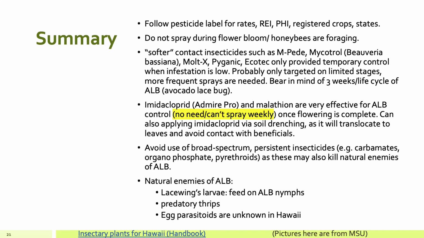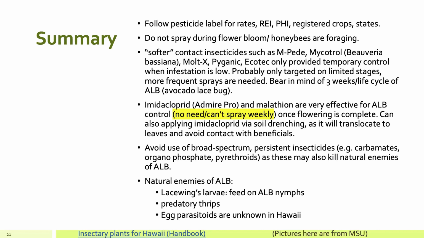Imidacloprid or Admire Pro, for example, and malathion have been really effective as far as controlling ALB and are not restricted products, so they should be easier to access for most people, but they do have issues with flowering and bee control or bee damage. And there are ways you can apply the Admire Pro through soil drench. We didn't look specifically into soil drench application. Everything we did was through foliar application.